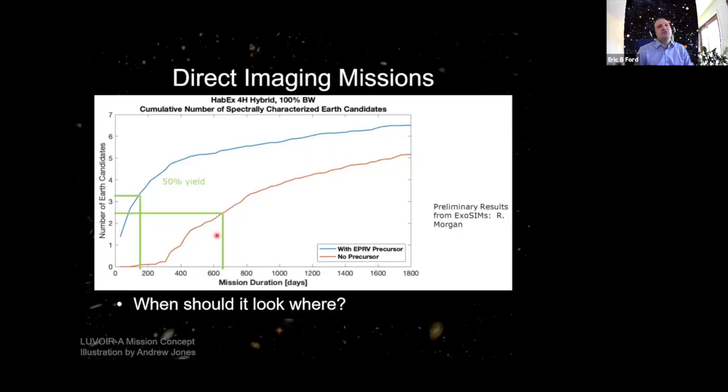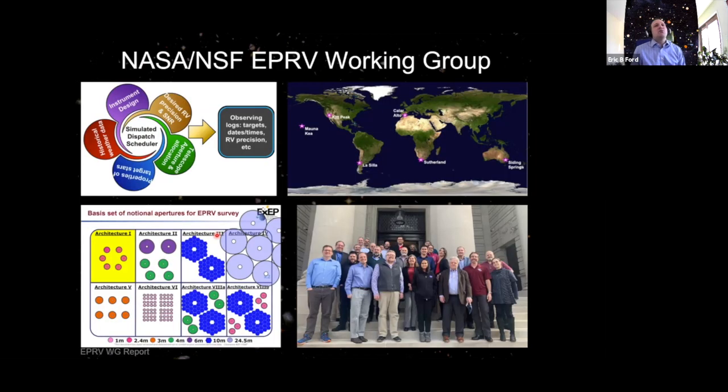And you can show that if you had no precursor mission and you do a blind survey with these instruments, these mission concepts, you could find Earth analogs, but it would be much less efficient than if you knew which stars were good ones to look at in advance. And so this motivated NASA and NSF to put together a working group to consider, what are the limits of RV, what's a plausible strategy, and could we have some fairly ambitious radial velocity program as a component or precursor to these direct imaging missions.